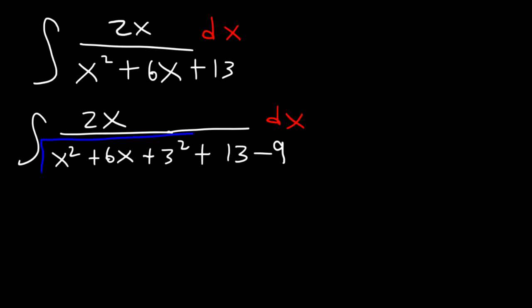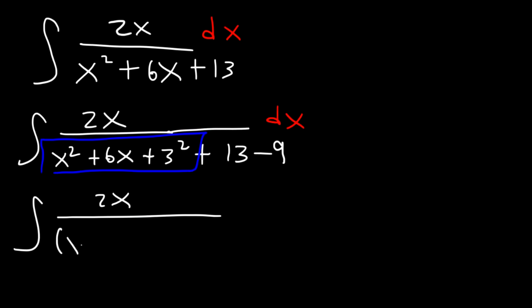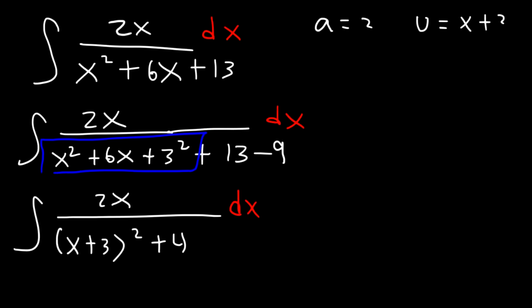Now let's factor x squared plus 6x plus 9. Two numbers that multiply to 9 but add to 6 are 3 and 3. So it's going to be x plus 3 times x plus 3, or simply x plus 3 squared. And 13 minus 9 is 4. So now it's in the form in which we can use the arctan formula. So a squared is 4, which means a is equal to 2. U squared is x plus 3 squared, so u is x plus 3, which means du is equal to dx.